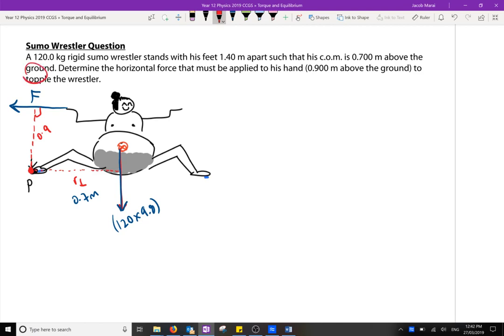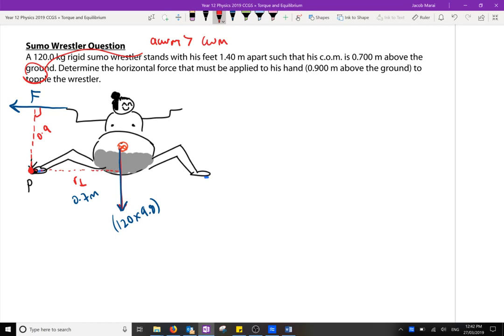So obviously the force required to topple, to topple is a weird statement. It's basically now saying that in this diagram, your anti-clockwise moment is now greater than your clockwise moment. So we're no longer in equilibrium. I'm now saying, let's get this guy accelerating. Let's get him rotating, okay?